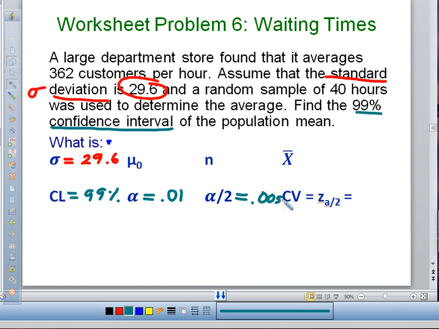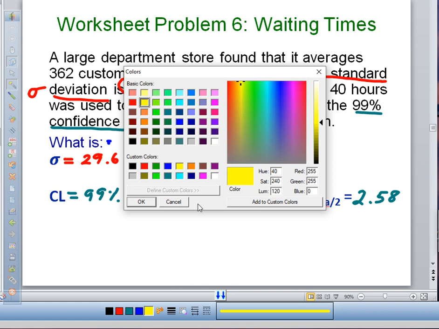0.005. And then our critical value for this confidence level of 99% for our confidence interval would be 2.575, or we're just going to start rounding it to 2.58. And then we'll take a look at some other things here. I'm going to change this to orange. It's a little bit better.